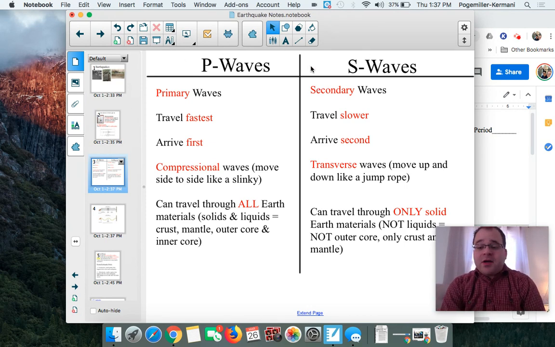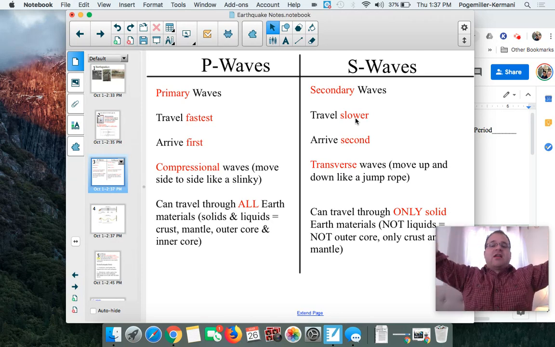Think about primary school. You go to primary school before you go to middle school. So primary, it happens first. Secondary, it happens second. So primary waves, they arrive first. Secondary waves arrive second. So that, of course, means primary waves are faster. Secondary waves are slower because they're both coming from the same place where the plates get stuck and unstuck.